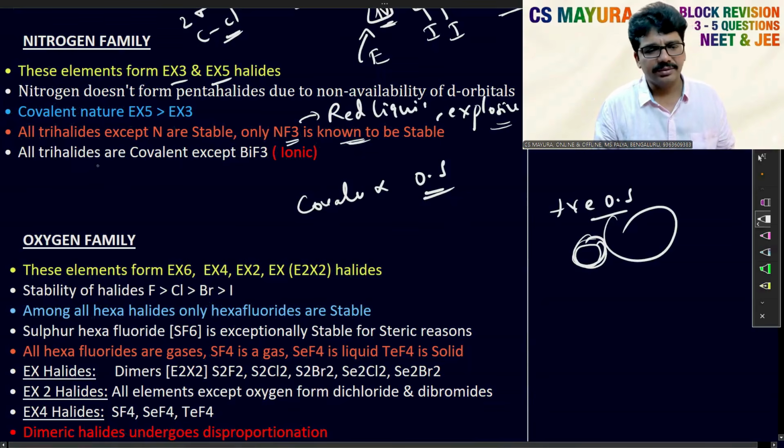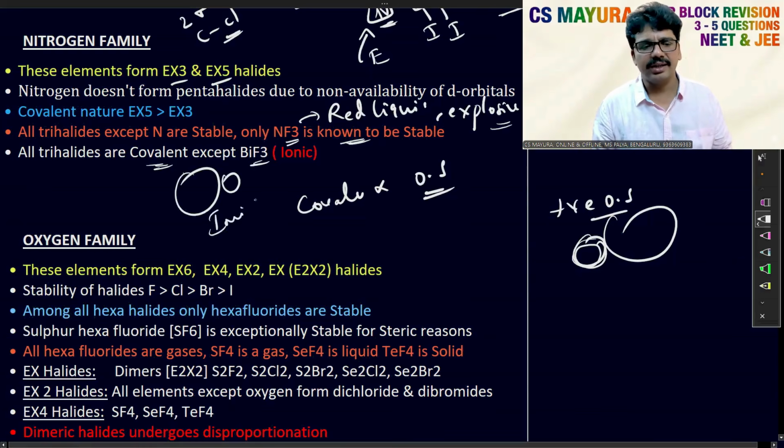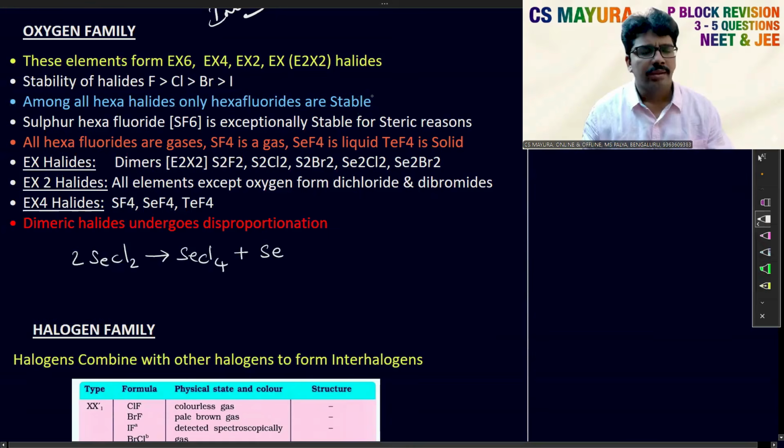Now, trihalides: all trihalides are covalent except BiF3. BiF3 is ionic. Bismuth is large compared to the others, and fluorine is small, so it is ionic. Other trihalides are covalent. Right.